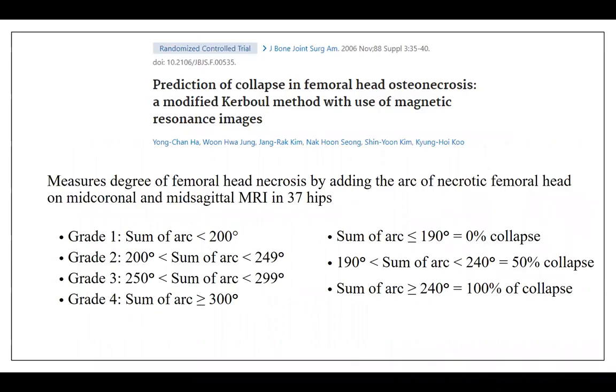Because MRIs are considered to be the gold standard and are able to evaluate AVN, especially in the early stages, the Kerbel angle was modified in order to allow us to calculate this arc of necrosis in the mid-coronal and add it to the mid-sagittal to get the modified Kerbel method. So there are 4 different grades that are present depending on the size of the arc. And this study really looked to see if you could predict collapse of the femoral head based off of the sum of the arc. So if the sum of the arc was less than 190 degrees, 0% of the femoral heads had collapsed. And if the sum of the arc was greater than 240 degrees, 100% had collapsed.